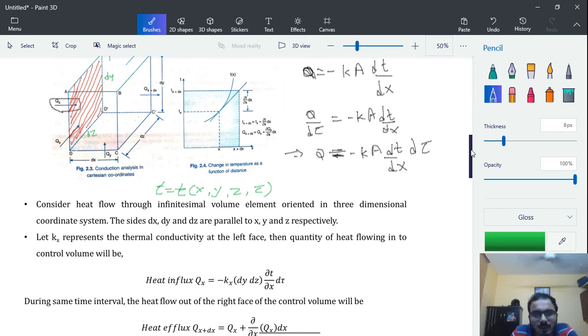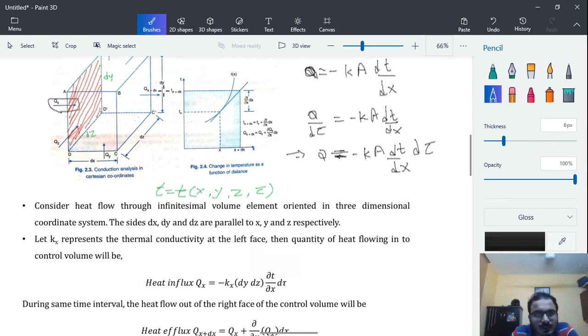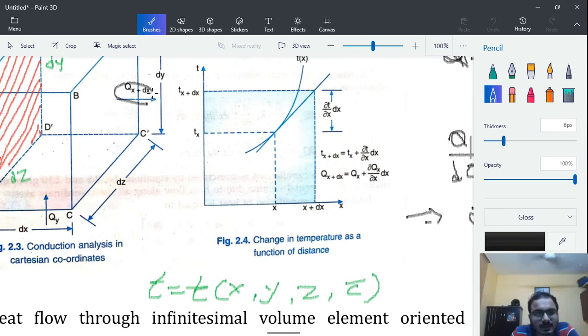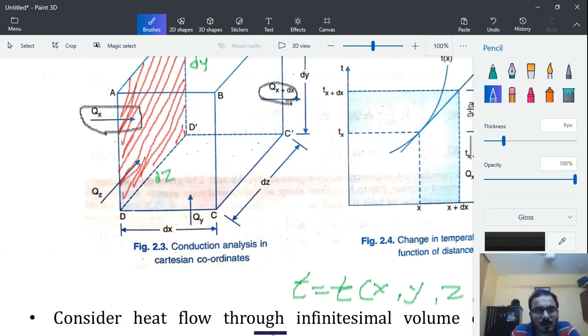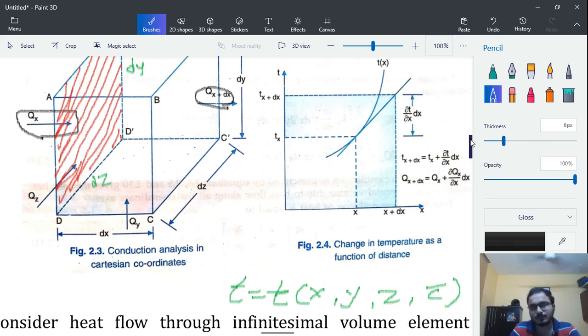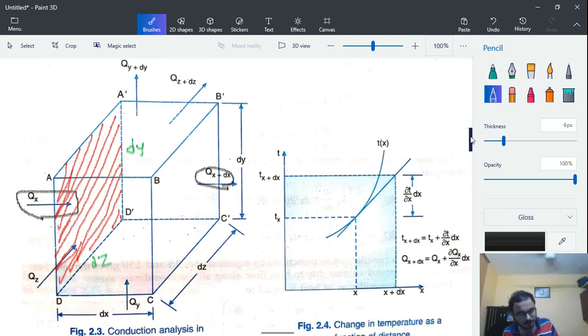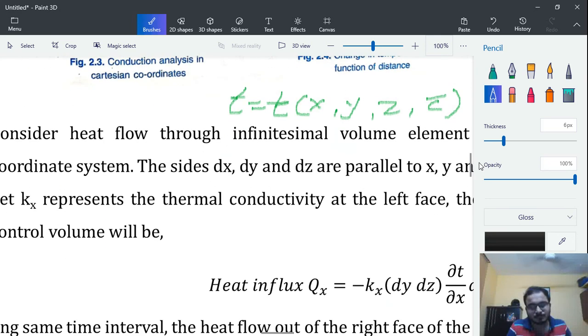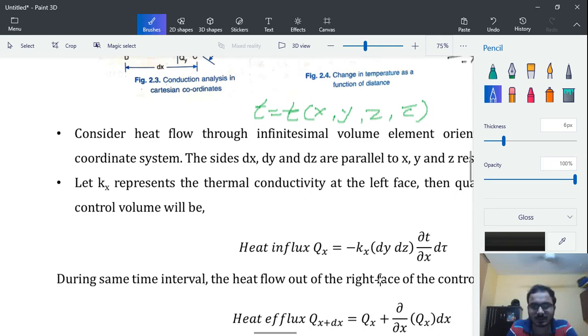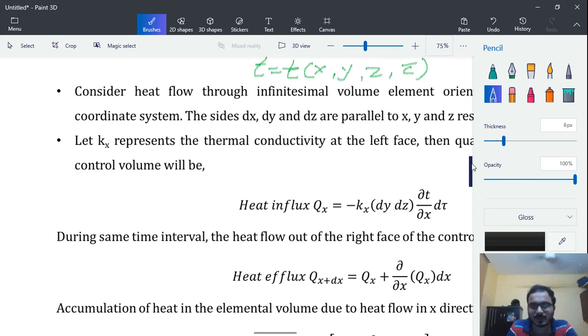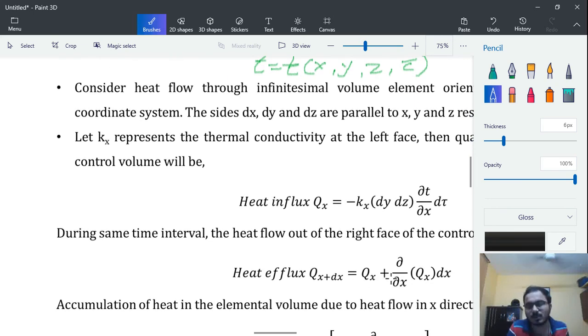Now we need to calculate the value of heat which is exiting. That is the value of qx plus dx in our figure. And this is given by qx plus dx is equal to qx plus del over del x of qx into dx.